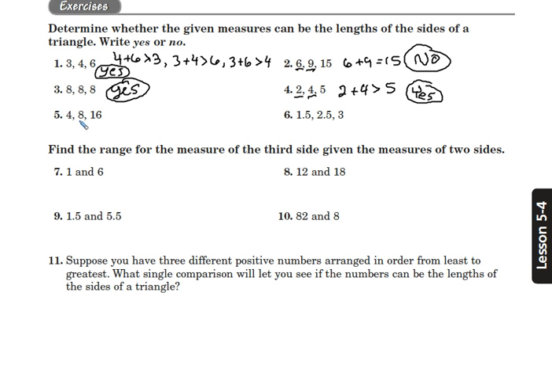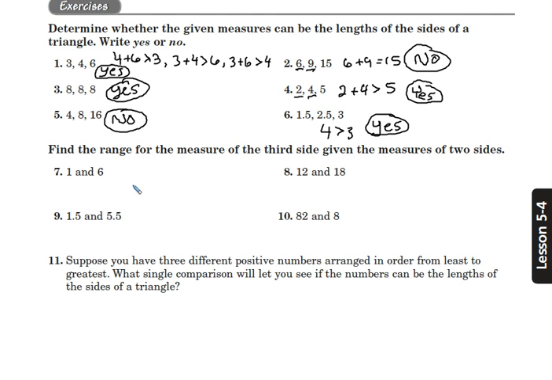4, 8, and 16. 4 plus 8 is 12, not greater than 16. So that one's a no. 1.5 plus 2.5, that's going to be 4, and 4 is greater than 3, so yes. Number 6, those three sides are the sides of a triangle.